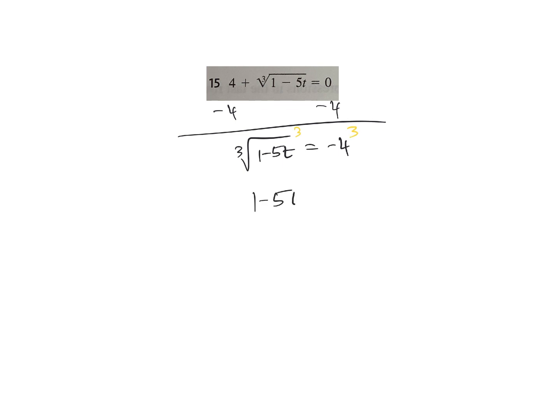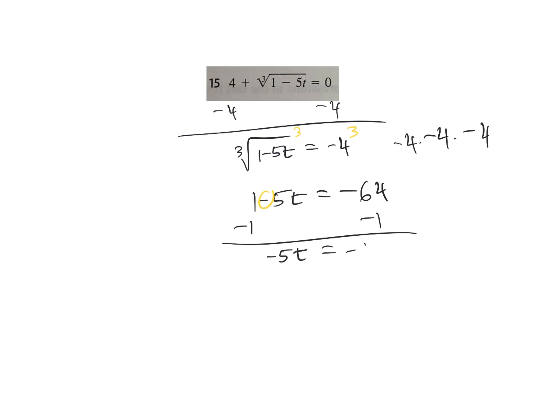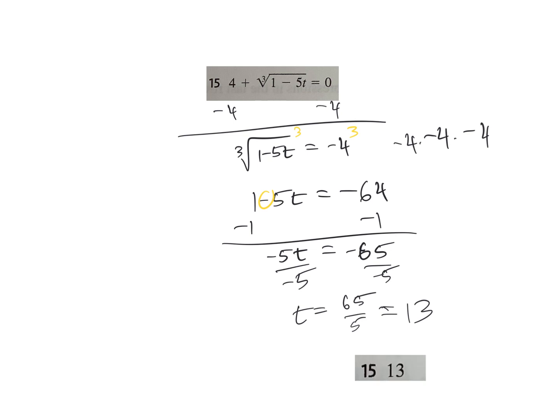And that'll be 1 minus 5t equals negative 4 cubed. That means negative 4 times negative 4 times negative 4. That's going to give me a negative, and that's 64. 4 cubed is 64. Learn it. Okay? And now we're going to subtract the 1, and we get, again, don't forget the negative, a negative 5t, or the subtraction sign becomes a negative, and this is negative 65. Divide off the negative 5, and t equals, what is that? Positive 65 over 5. 13 would be the answer. Okay? And there's the answer, 13.